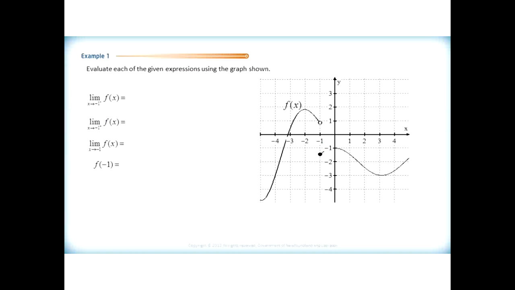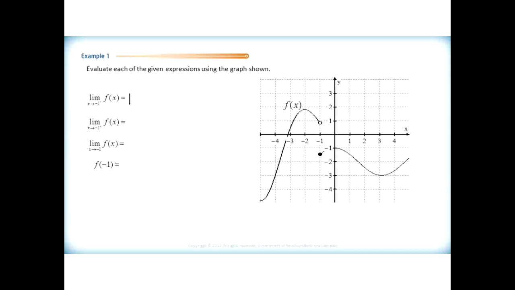So let's move on here, and we'll jump on to an example. It says, evaluate each of the given expressions using the graph shown. So the first one says we have to evaluate the limit as x approaches -1 from the left. So I'm going to follow this curve from the left side toward the point where x equals -1. And as x approaches -1 along that curve, the y values are getting close to +1. So that's pretty straightforward for us. We'll just fill that in. This limit right here is going to be equal to +1.